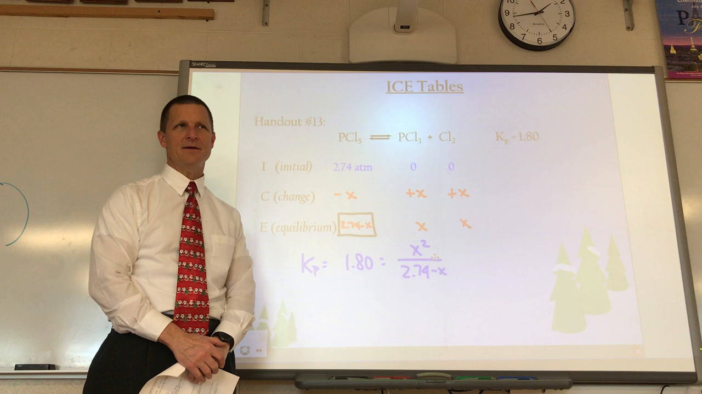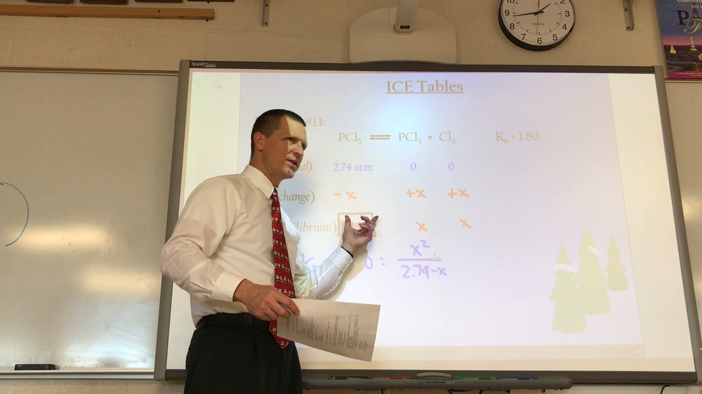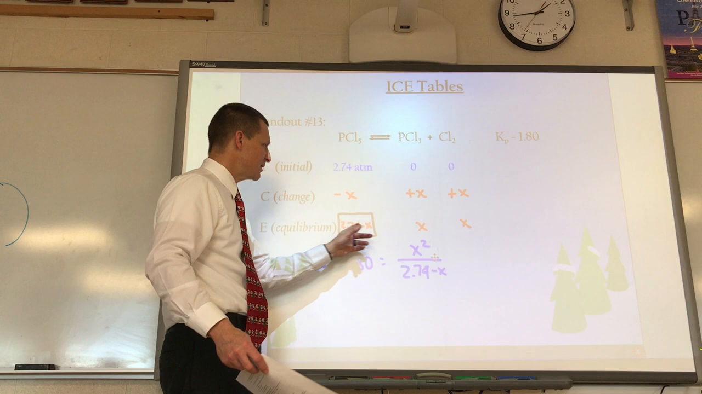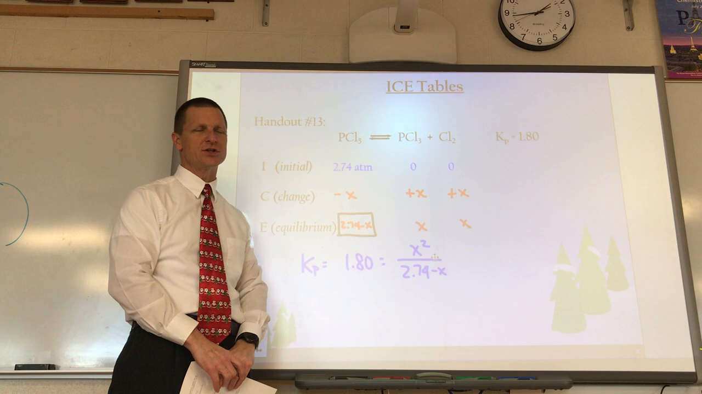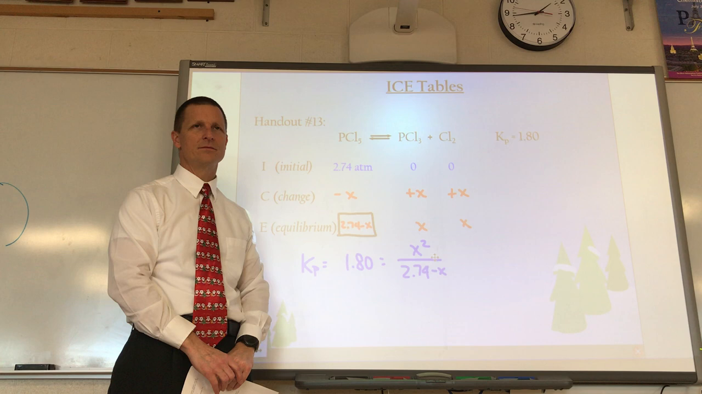One of the values is going to give you something up here that's negative. It's either going to give you an outright negative number, or it might be greater than 2.74, so then when you subtract that, you'll get a negative number too. So just know that you're always going to get a bogus solution for one of your x's, and you'll keep the other one. Mr. Moore, what if you give us two good solutions? I won't. It doesn't happen.